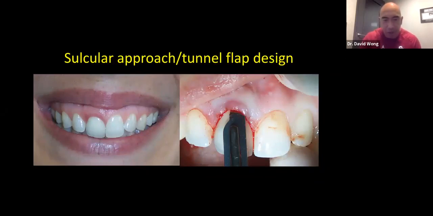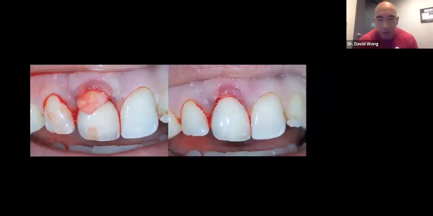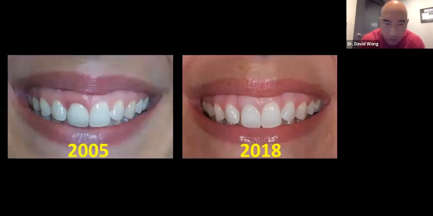And because she had so much keratinized tissue, in this situation I didn't like the vestibular approach because you're going to have too much tension. Here what was better for me was a sulcular approach with a small tunnel. So here we already reflected our tunnel and prepared the bed. Here's our connective tissue graft going in. We simply suture it like that. And here's 3 years later, 2005 versus 2008. You can see we have plenty of healthy tissue at this point.